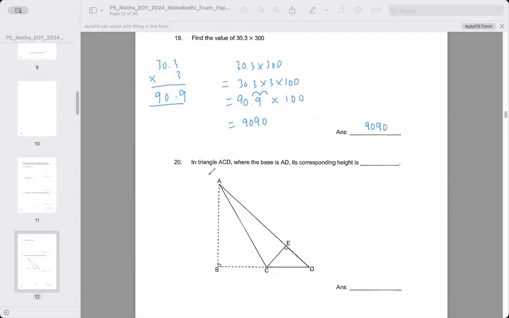Okay, for question 20, in triangle ACD, where the base is AD, they are saying if this is the base, which is the corresponding height. Take note, the height must always be perpendicular to your base and then it touches the opposite vertex. So this is the opposite one, and then it touches your base at a right angle, so your height will be CE, or EC, both acceptable. All right, with that, let's move on to the next question.